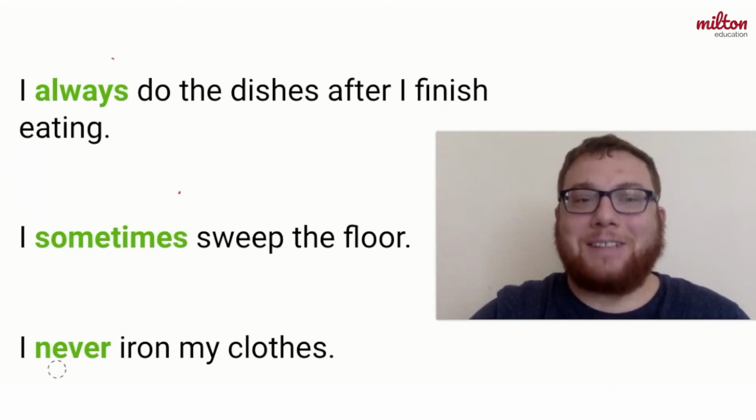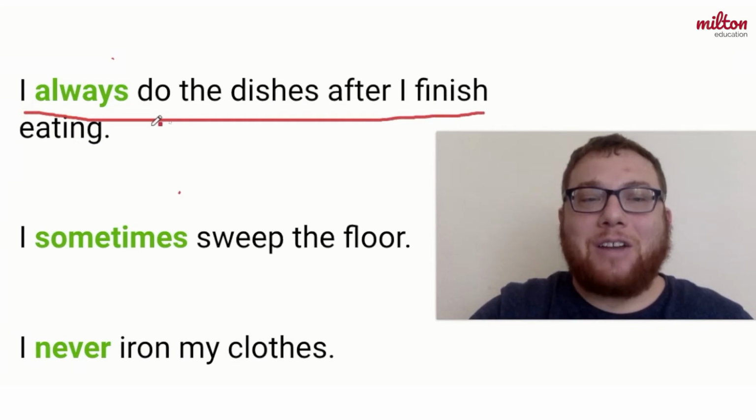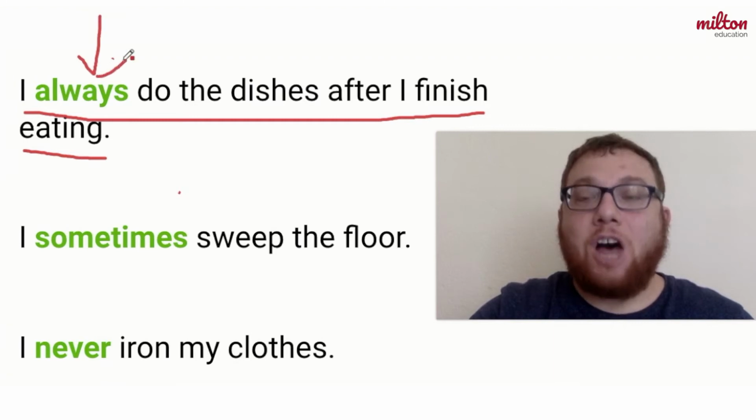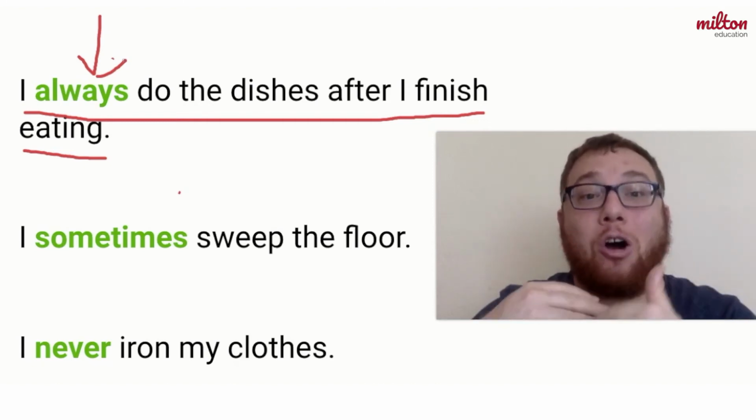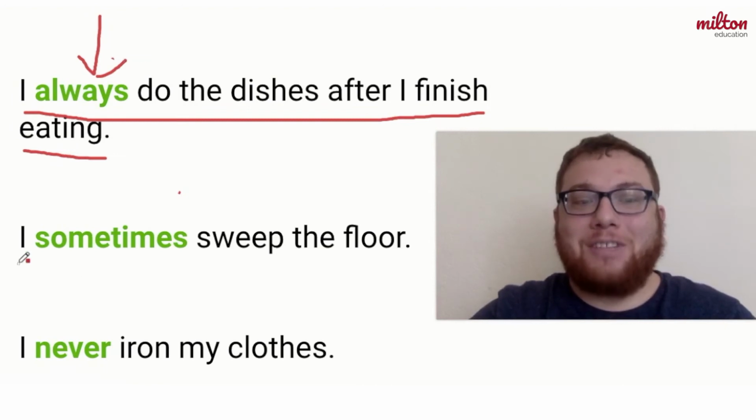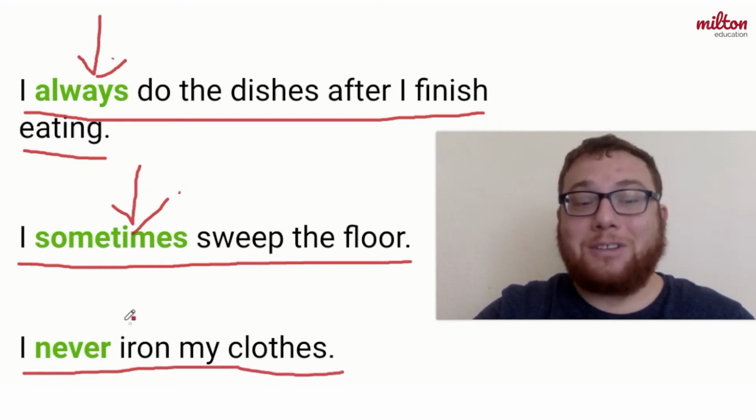Now let's look at the things I said about my chores a little more carefully. I said before, I always do the dishes after I finish eating. In this sentence, always is something called a frequency adverb. We use a frequency adverb to talk about how frequently or how often we do something. In the sentence, I sometimes sweep the floor, sometimes is the frequency adverb. And in the final sentence, I never iron my clothes, never is the frequency adverb.